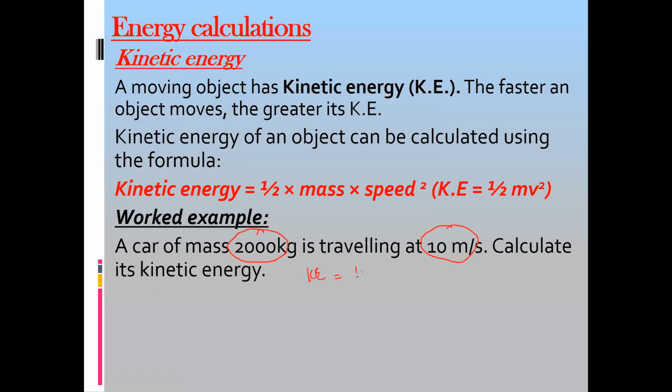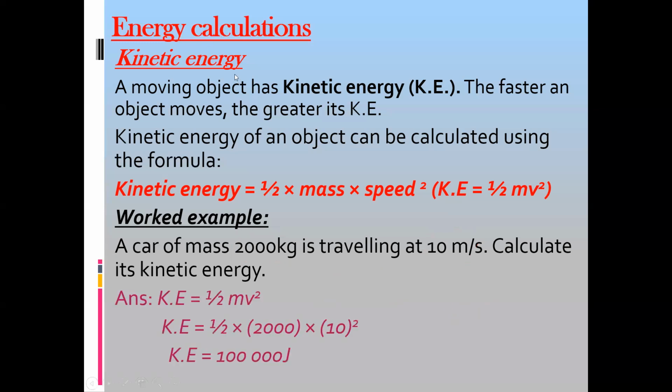The kinetic energy is half, and half means 0.5, so I can write directly 0.5 mv square. So 0.5 multiplied by mass, which is 2000, and speed squared, so it will be 10 squared. We will multiply all these values and get the value for kinetic energy, which is 100,000 joules. Is the word example and the formula of kinetic energy clear?